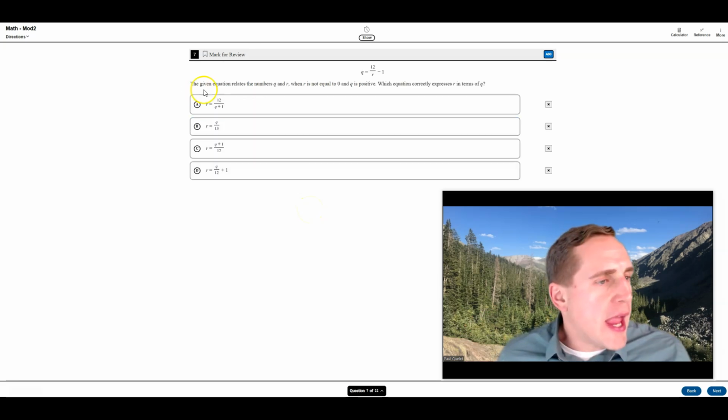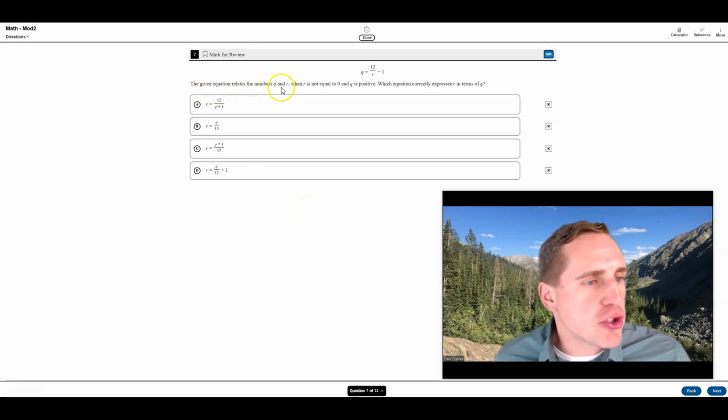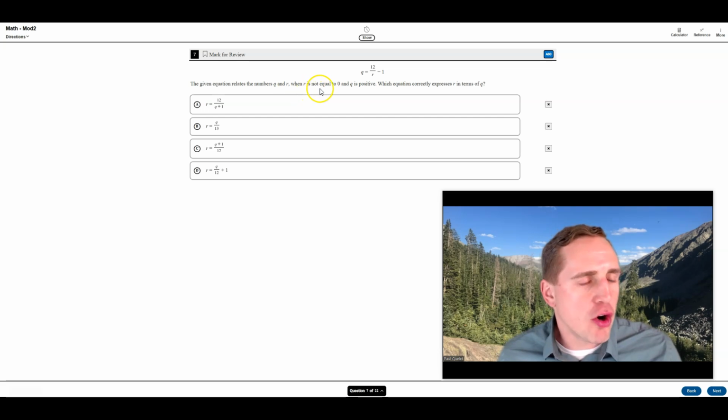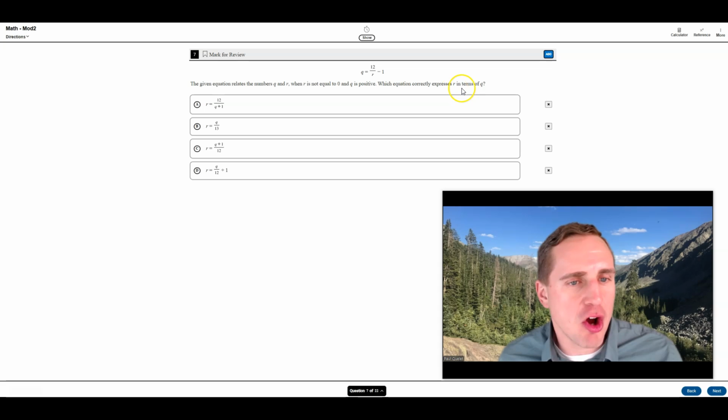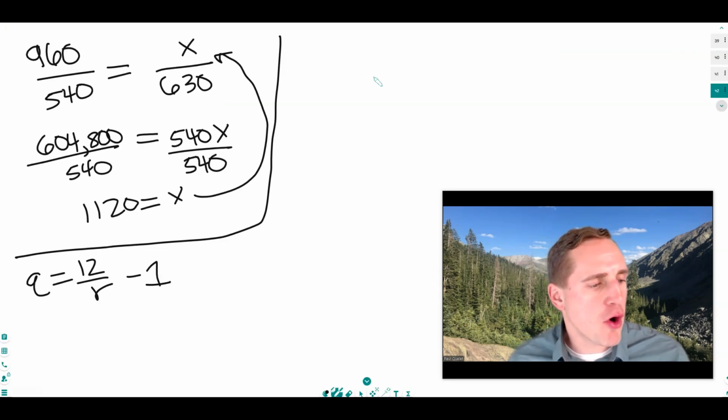We'll move on. Okay, it says the given equation relates the numbers q and r, when r is not equal to 0 and q is positive. Which equation correctly expresses r in terms of q? Okay, so that means we need to solve this equation for r. So I think we need to multiply by r. So if q is equal to 12 over r minus 1, let's multiply the whole equation through by r. R is trapped in the denominator, we're going to solve for it.